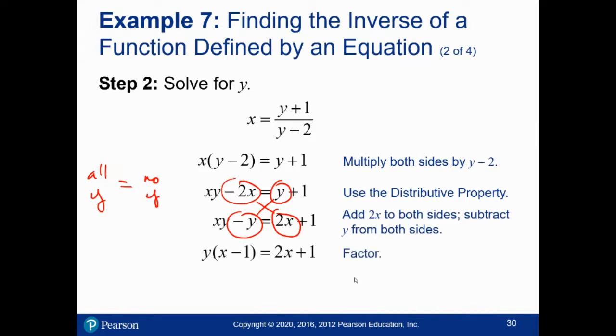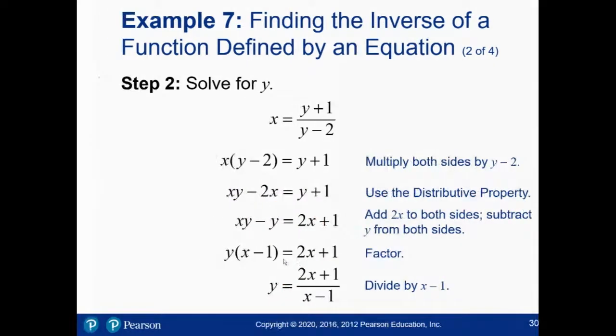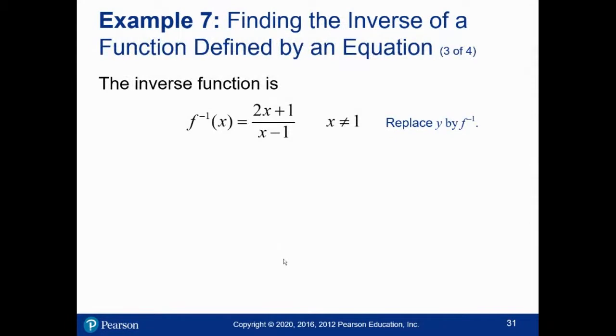And this one you can. You factor out the y: y times (x minus 1) equals 2x plus 1, and then I can divide the x minus 1 over. And we've managed to get just y on one side and no y's at all on the other. We have solved for y. So is this the inverse function?